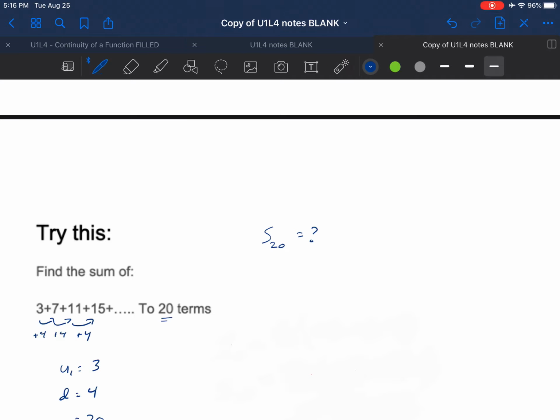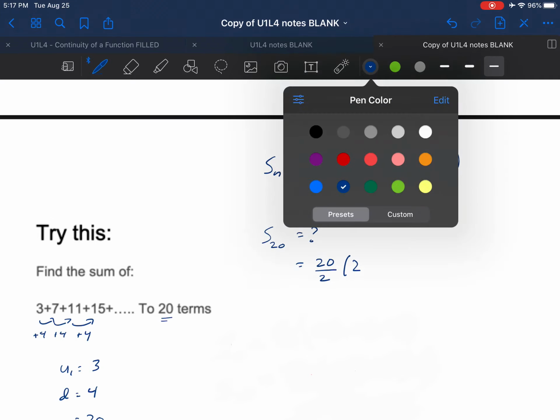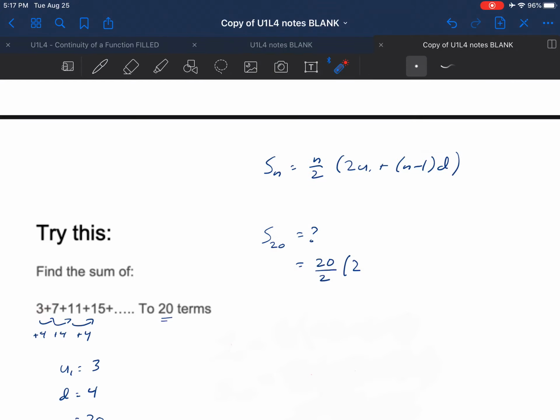So in this problem's context, I'll write this up here: S sub n is equal to n over 2 times 2u sub 1 plus n minus 1 d. So n over 2 in this case is 20 over 2. Now we need to take 2 times the first term. The first term was 3, so that's what we write in place of u sub 1. And then we add to that 20 minus 1 times our common difference, which is 4.